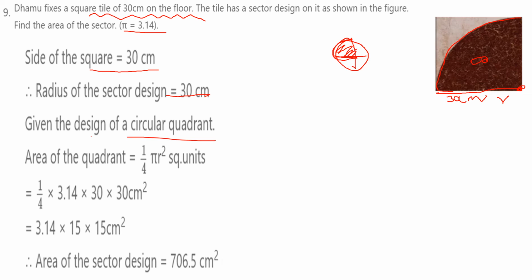Area of the quadrant, what formula? 1 by 4 into pi r square. So 1 by 4 into pi value 3.14 into 30 into 30. So here you cancel it. 2 table with the 1, 2 is to, 5 2s are 10. 5 2s are 15, 15s are 225.